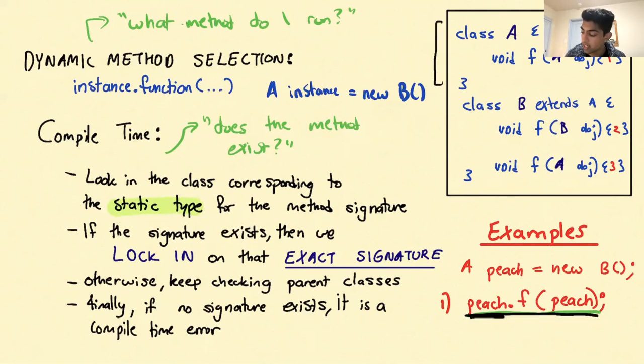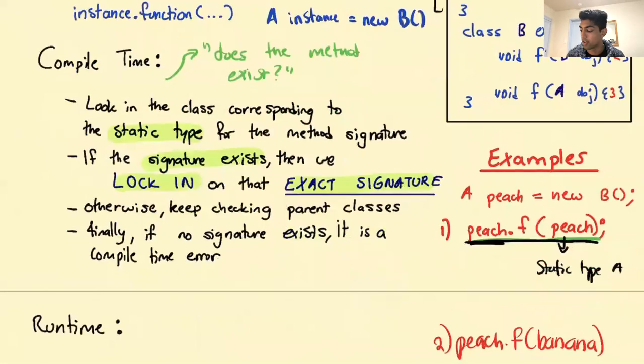Okay, we see here that this method signature would work because peach has static type A, right? And this f method takes in an object of static type A. So in this case, we see that the signature exists, so we're going to lock in on that exact signature. I like to use this terminology called lock in. What do I mean by lock in?